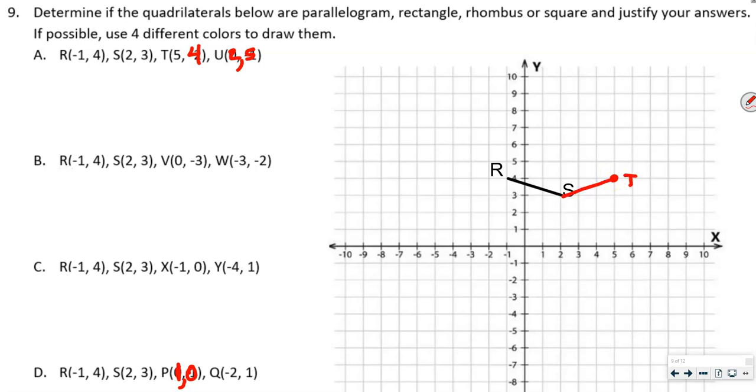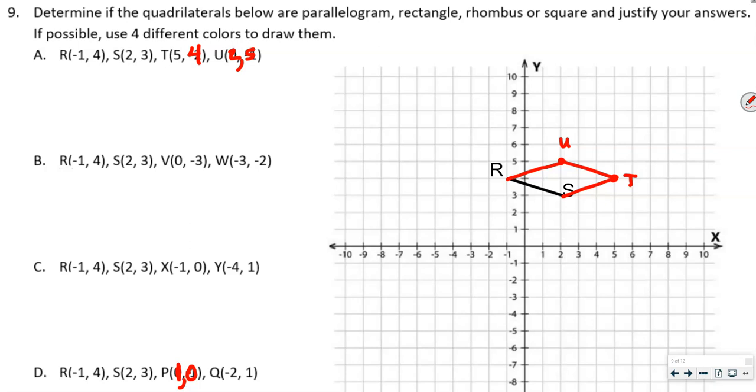And then I got U at 2, 5 right there. So now I'm just going to connect my dots, right? So when we talked about shapes, I want you guys to look at this. What would you predict this would be? There's 2 shapes that we know for sure it's not: a rectangle and a square, right? So it's either a parallelogram or a rhombus. So let's determine which it is, okay?